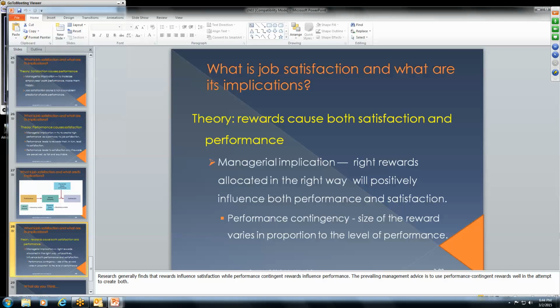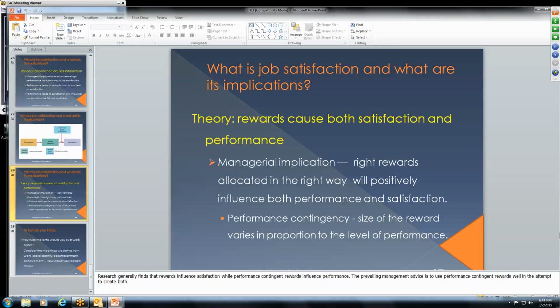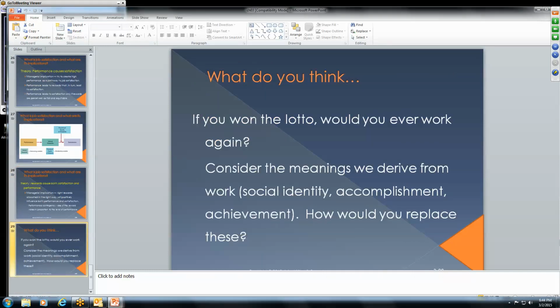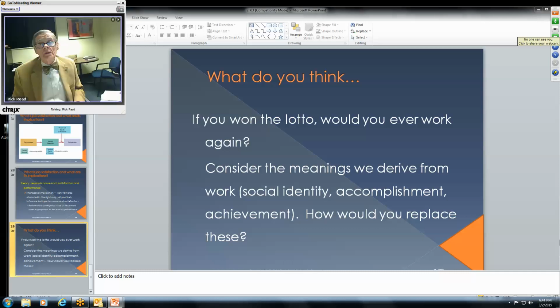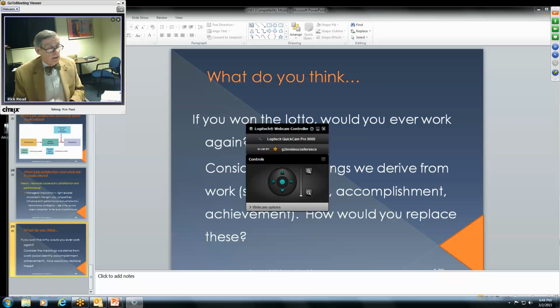Now, here's the last thing we're going to talk about tonight, and it's something that you can think about and decide for yourself. If you won the lottery, would you ever work again? Consider what we get from work. We can identify with what we do. We have accomplishment, we have achievement, we have relationships, so how would we do without that? What will we do to replace that? I don't have the answer to that, and I don't expect you to have the answer to it. If you want to think about that and maybe post something in the forum section, please do that. But I think it's an interesting question.